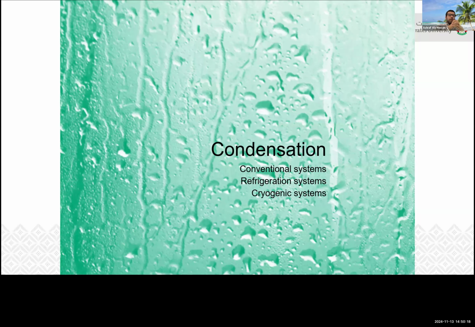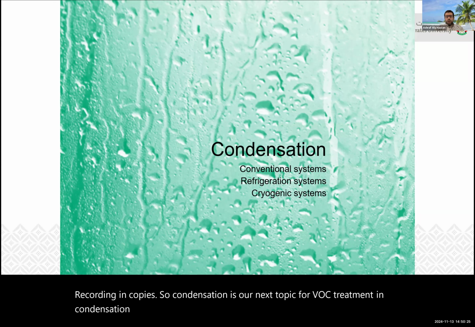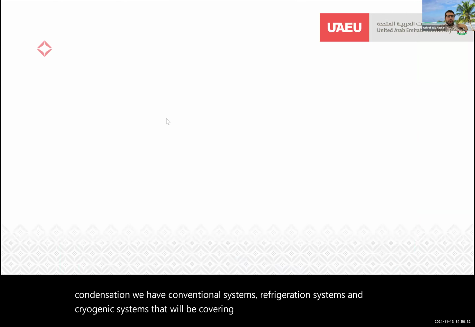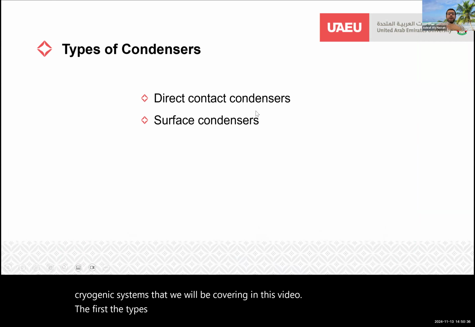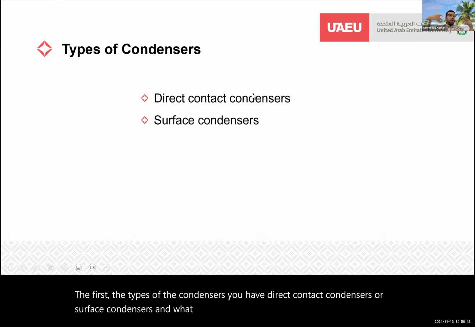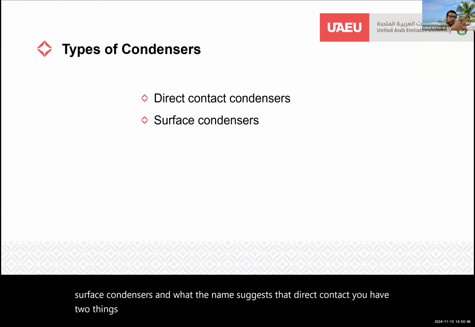So condensation is our next topic for VOC treatment. In condensation, we have conventional systems, refrigeration systems, and cryogenic systems that we will be covering in this video. The types of condensers are direct contact condensers or surface condensers. As the name suggests, in direct contact, you have two things directly together in the same place, or it happens indirectly through the surface.